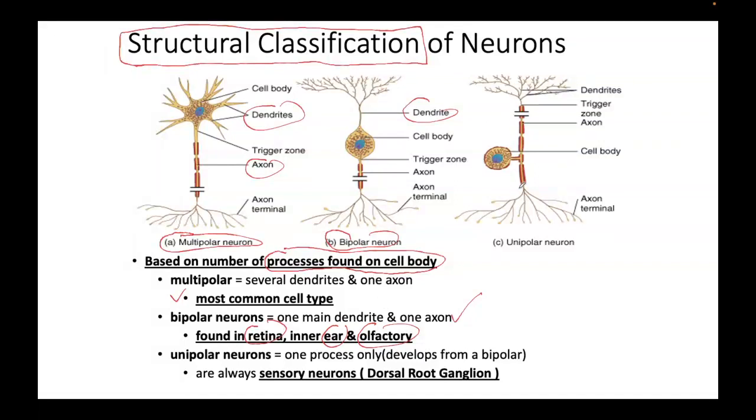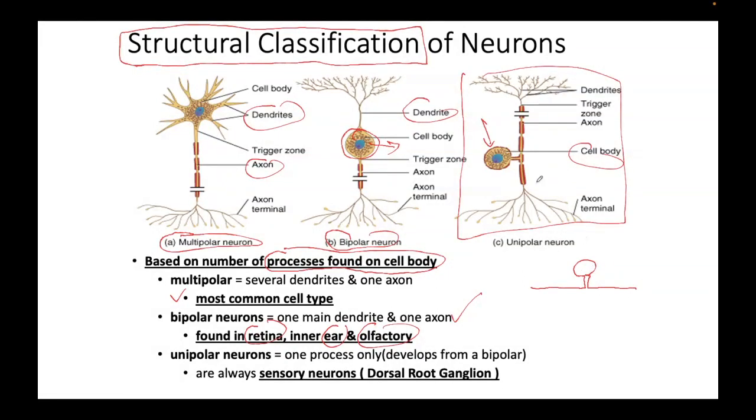The unipolar, off to the right, what's interesting about the unipolar is that it starts off as a bipolar, right? And then what happens is this cell body right here pinches off. When the cell body pinches away, this is unipolar. It's only one process and it develops from here. It's always sensory. Now look at this, and if we turn it sideways, it'll look like this.